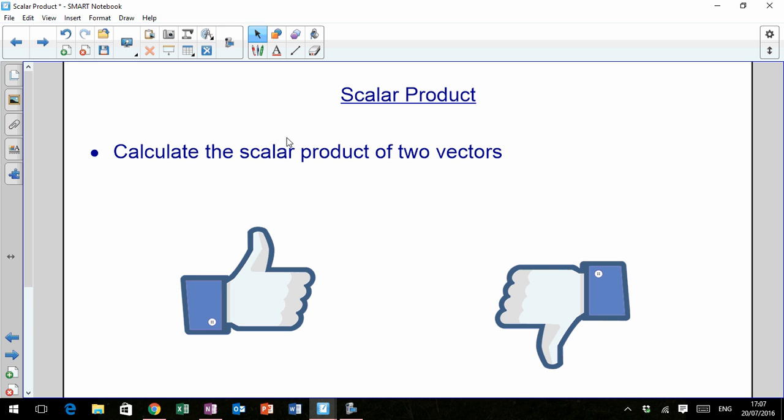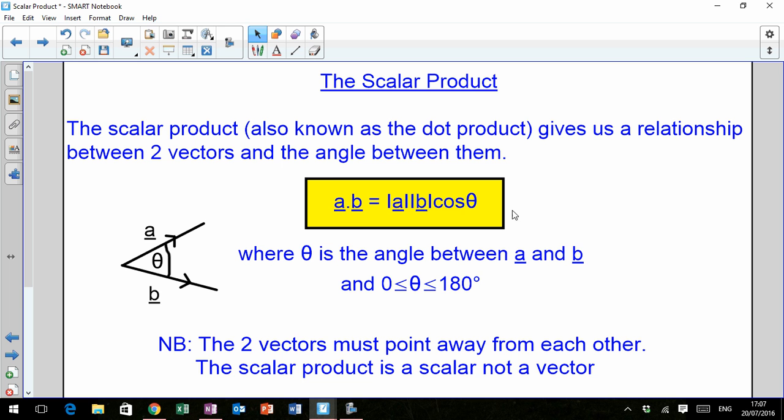Now, the scalar product is a way of multiplying two things together, and as the name suggests, it doesn't produce a vector, it produces a scalar number, as in it just produces a value. It's a formula that we use, that you get on the formula sheet.